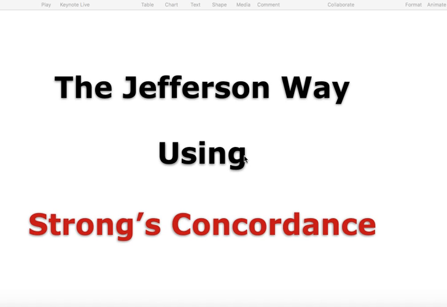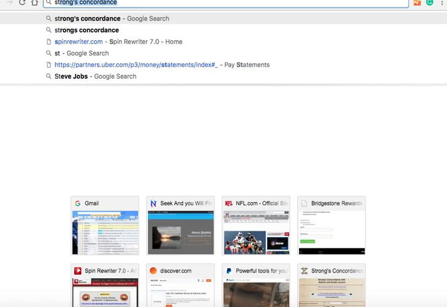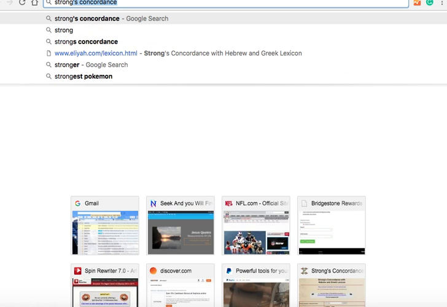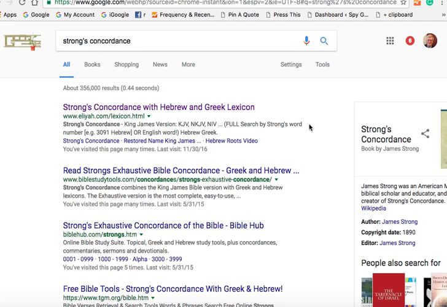Strong's Concordance. The first thing we would do is locate it, which I do by going to a Google search and typing in Strong's Concordance right up here. Okay, and it takes me to a list of Strong's Concordances. Now, my favorite one is the one at www.eliyah.com, spelled ELIYAH.com.